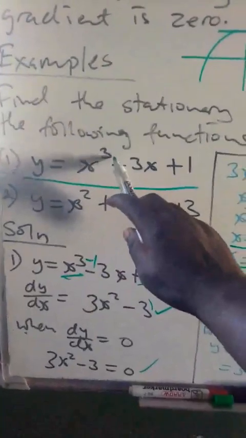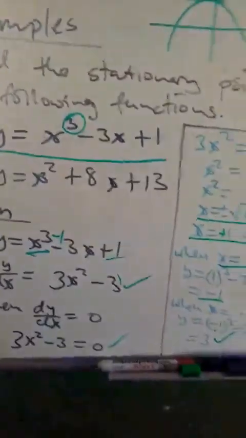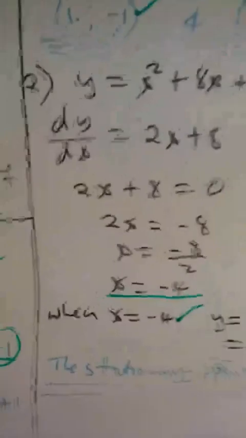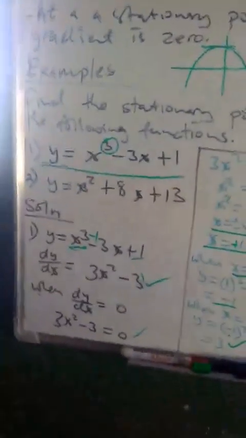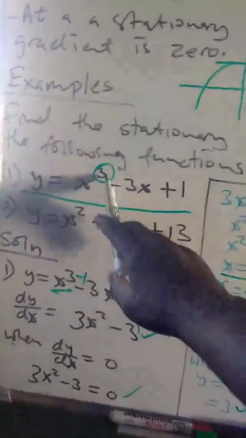You've noted that if this is x to the power 3, it gave us 2 stationary points, and this is x to the power 2, and it gave us 1 stationary point. So you see, it goes like that. If we have to the power 4 here, it means we have 3 stationary points.